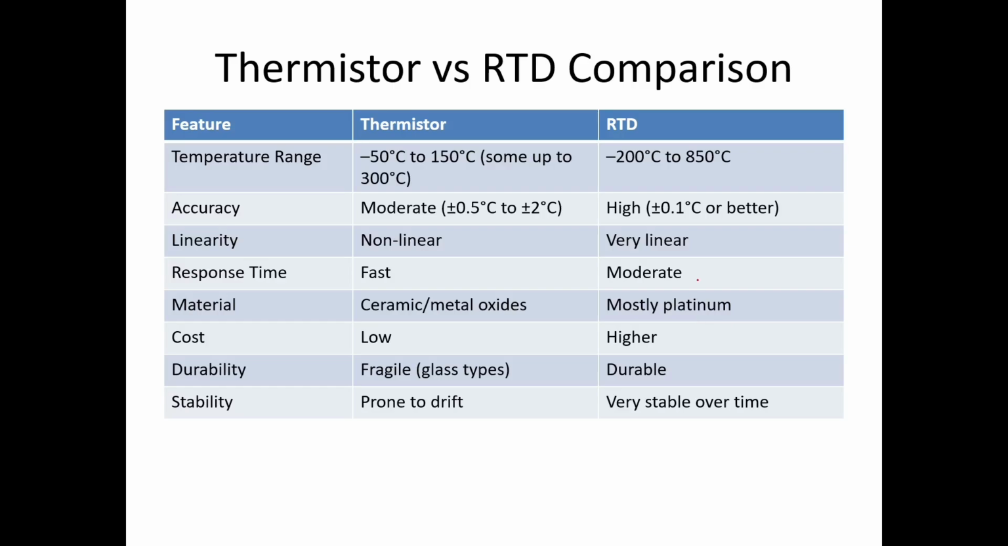So let us compare thermistor and RTD. The temperature range of thermistors can go from -50 to 150 degrees. Some can go up to 300 degrees Celsius. For RTD, it is -200 to 850 degrees Celsius. For accuracy, the thermistor is moderate because it has a range from 0.5 to 2 degrees Celsius. So it is a little bit less accurate as compared to RTD. RTD is very accurate because its range is only plus minus 0.1. Some can go even 0.05 degrees Celsius.